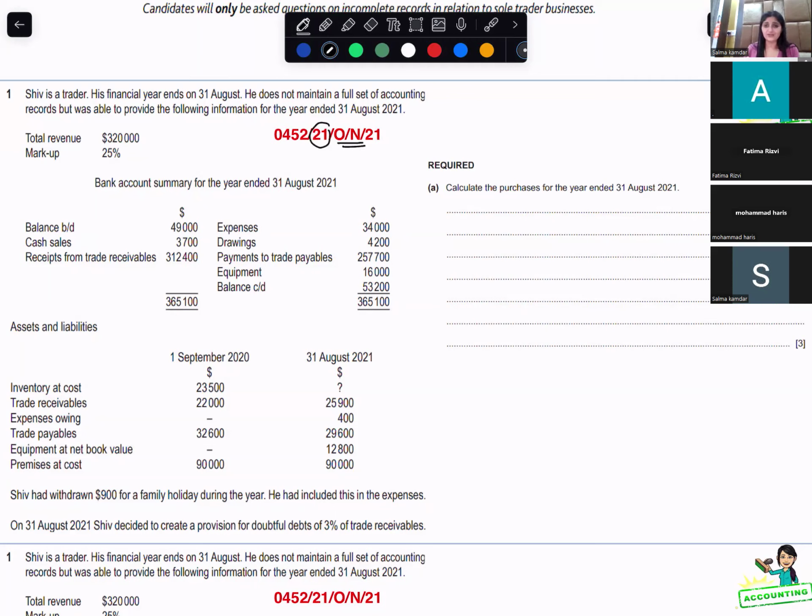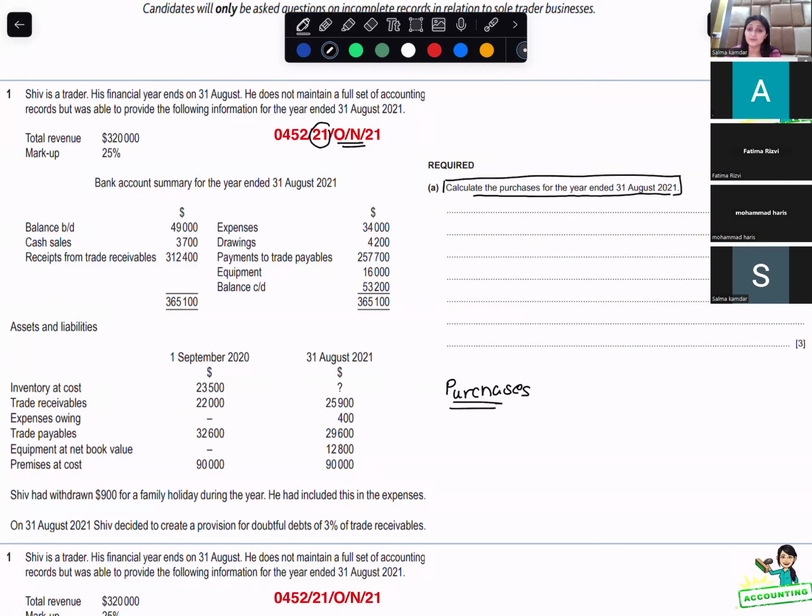Before reading the question in incomplete records, you have to go and find out what they want from you. What do they want from you? Purchases. They want purchases from you. Can you tell me how purchases is made? Credit purchases plus cash purchases.